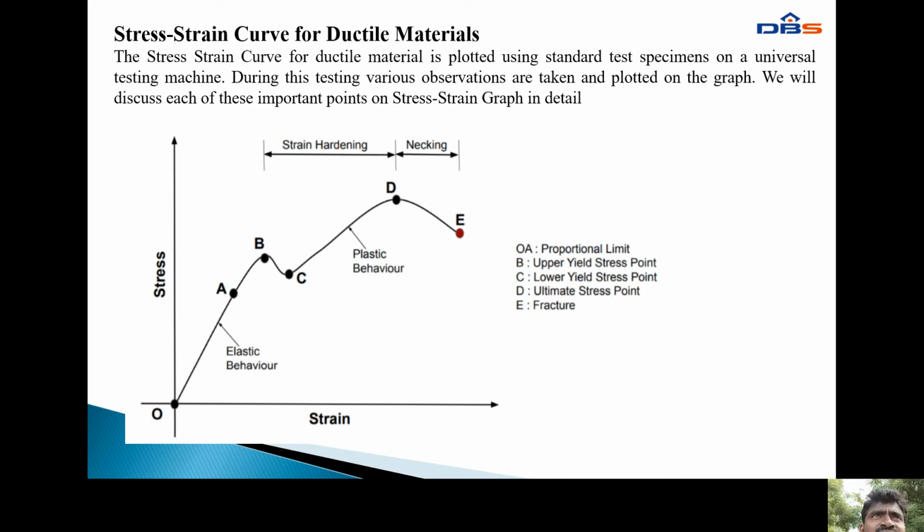This is the stress-strain diagram. In the next slide, we will explain one by one: the proportionality limit, the upper yield stress, the lower yield stress, the ultimate stress, and the fracture point.